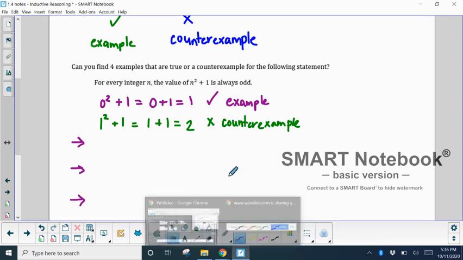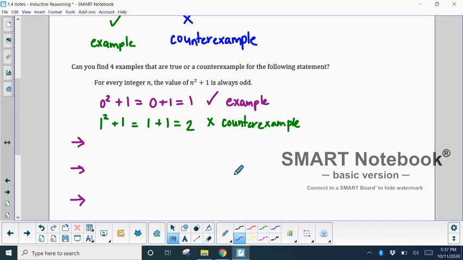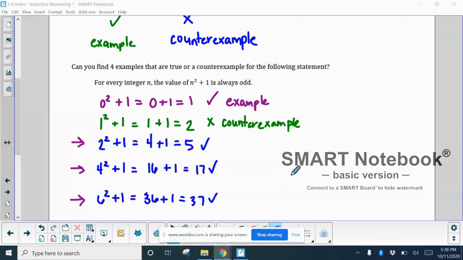And then pause the video while you do that, and then hit play to see if you came up with some of the same ones that I did. Hopefully you were able to come up with some of these examples here. If I plug in 2, I get 5, which is odd. If I plug in 4, I get 17. And if I plug in 6, I got 37. So basically, anytime you plug in an even number and add 1, it'll turn odd. So if you plugged in 3, 3 is not going to work. It's going to give you an even number as your outcome. So that would be another counter example.